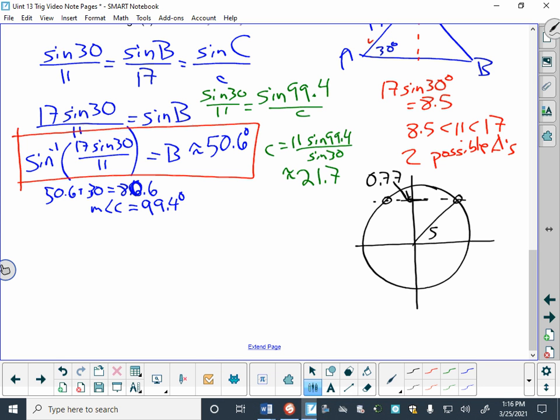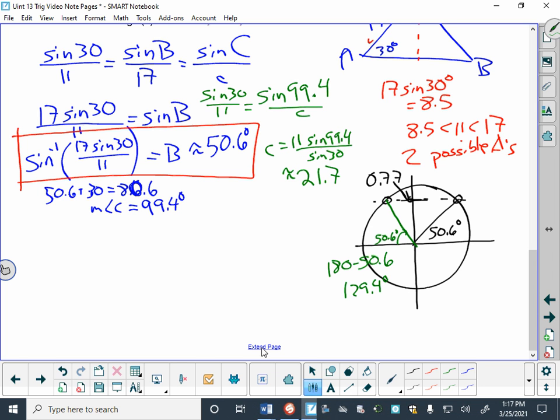The first one I just found was 50.6 degrees. That's what the calculator was able to tell me about. The other one is going to be over here and be 50.6 degrees as a reference angle that way. So that's going to be 180 minus 50.6, which is like 129.4.